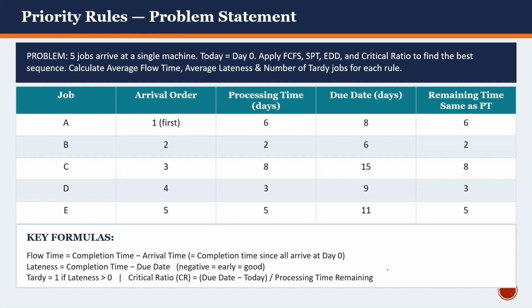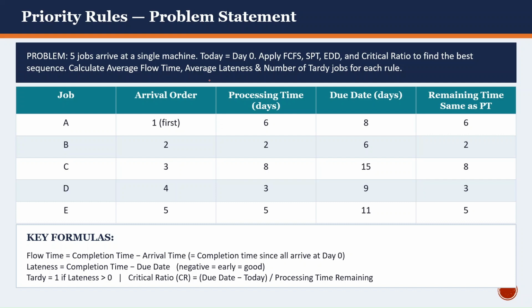Now this is the problem. 5 jobs arrive at a single machine today, that is day 0. Apply FCFS, SPT, EDD and critical ratio to find the best sequence, and calculate average flow time, average lateness and number of tardy jobs for each rule. These are a few terms that are used in any production. So what is this?